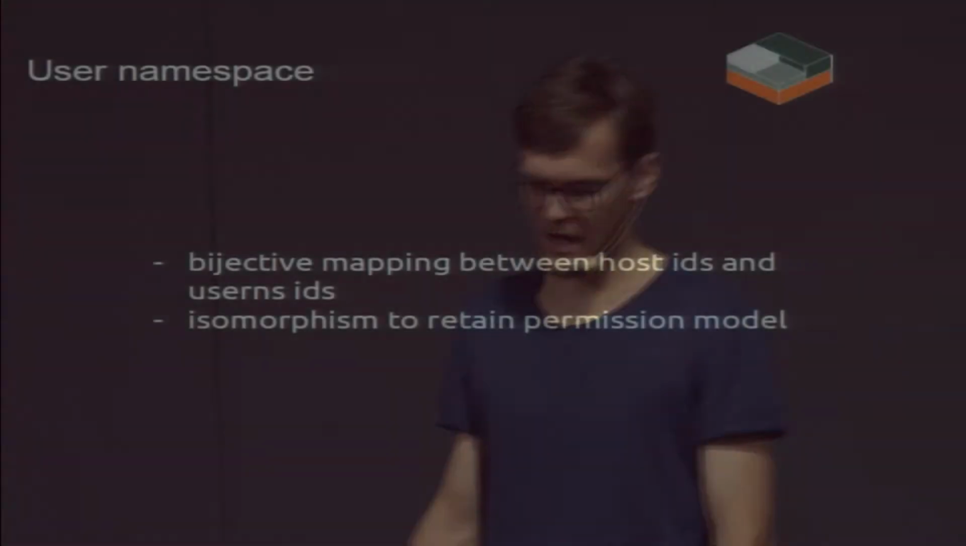Also, you want unprivileged users to be able to safely create a user namespace. That would be pretty nice. So that they can basically create a new environment in which they are UID 0. Okay. So how do you do this?